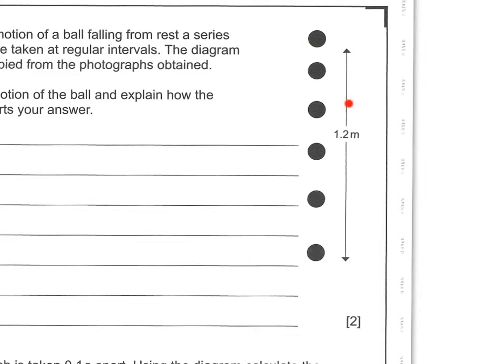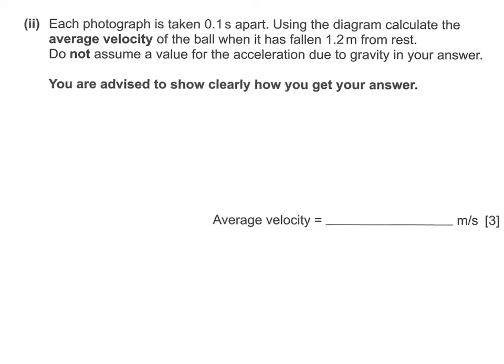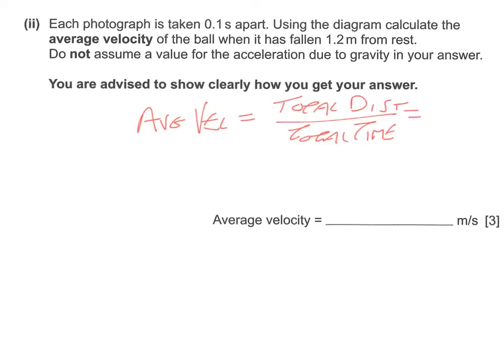We've got a total time of half a second and a total falling distance of 1.2 meters, and that allows us to get the average velocity, because average velocity is total distance travelled over total time taken. So we need to divide the total distance of 1.2 meters by the total time, which is half a second, and that's going to give us 2.4 meters per second. So you want to give some kind of formula, numbers going in correctly, and your answer.